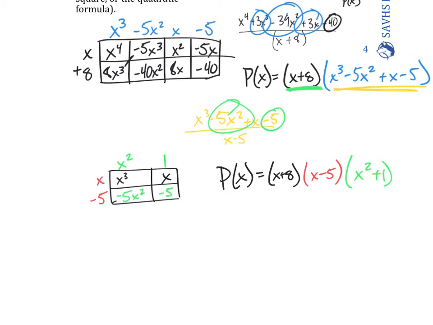Now, I'm just going to do a little highlighting here. I have a factor. I have another factor. And then I have a quadratic.